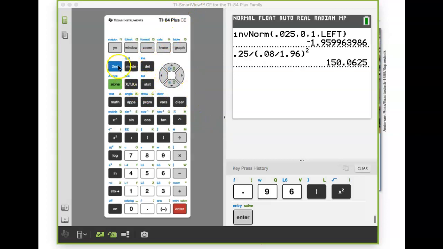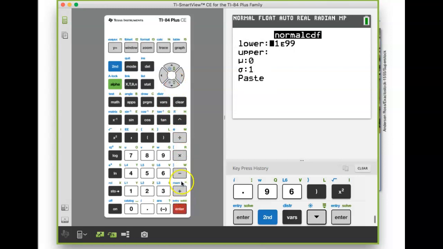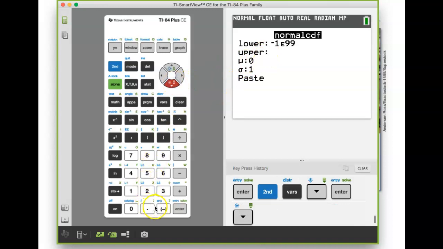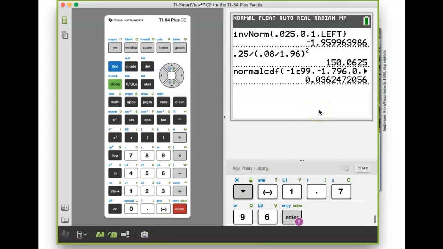So here I would go to my distribution menu. I would do normal CDF. My lower boundary is negative infinity. My upper boundary is going to be that standardized test statistic that I got, which was negative 1.796. My mean is 0, my standard deviation is 1. There we go. I get a p-value of about 0.03. 0.04 if I round to 2 decimal places.